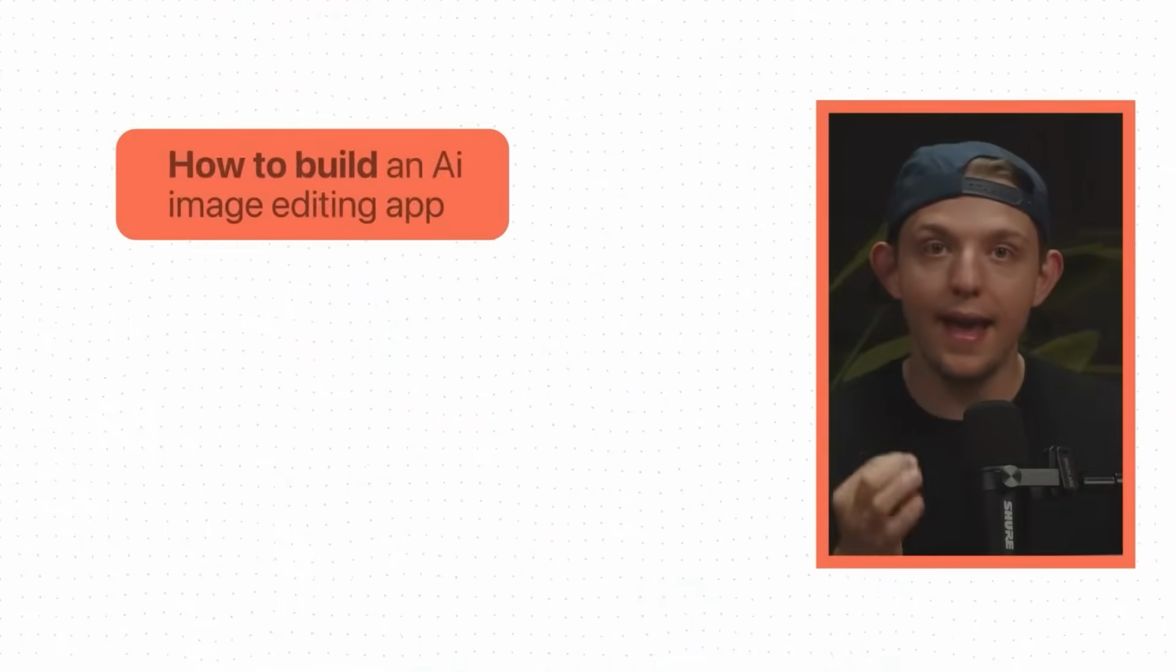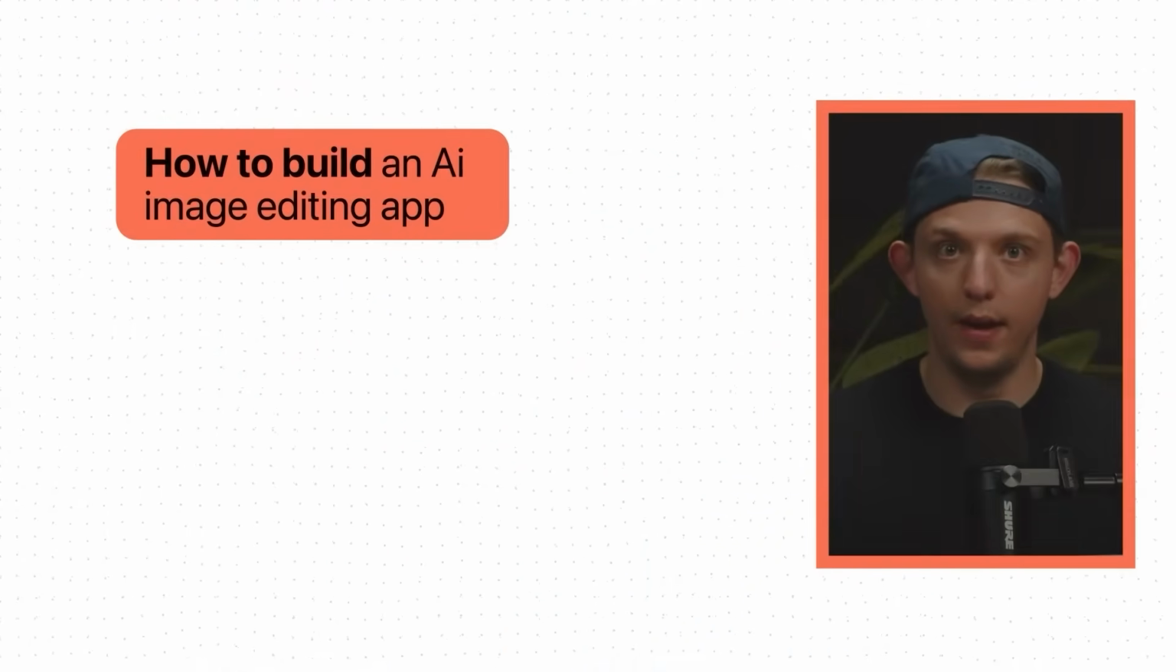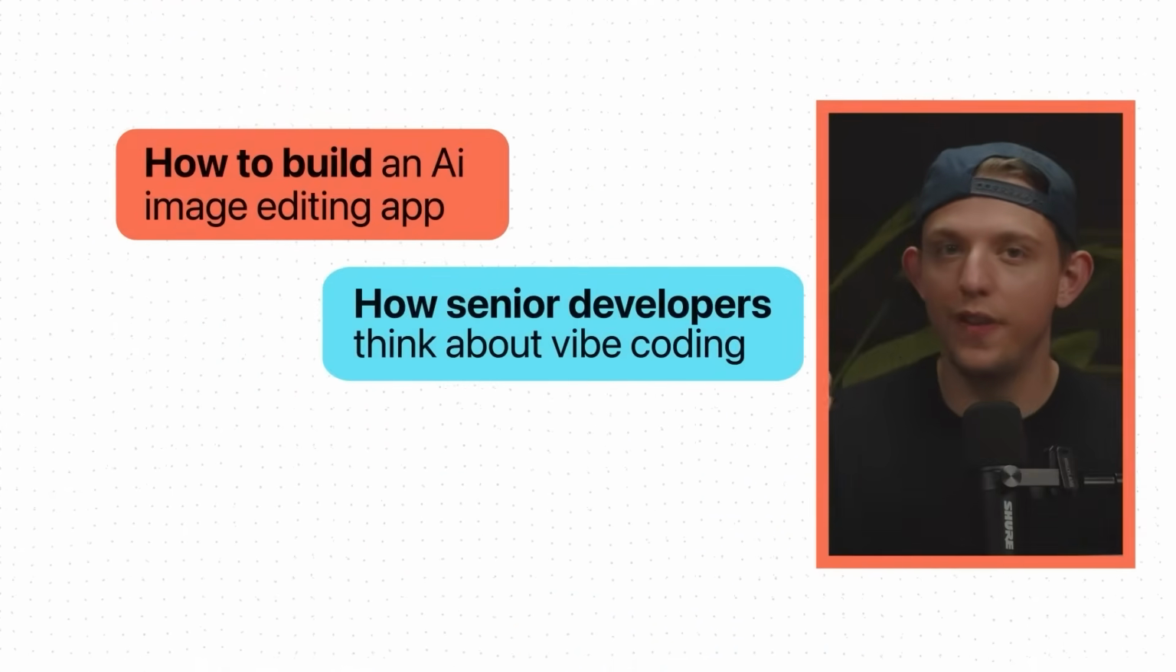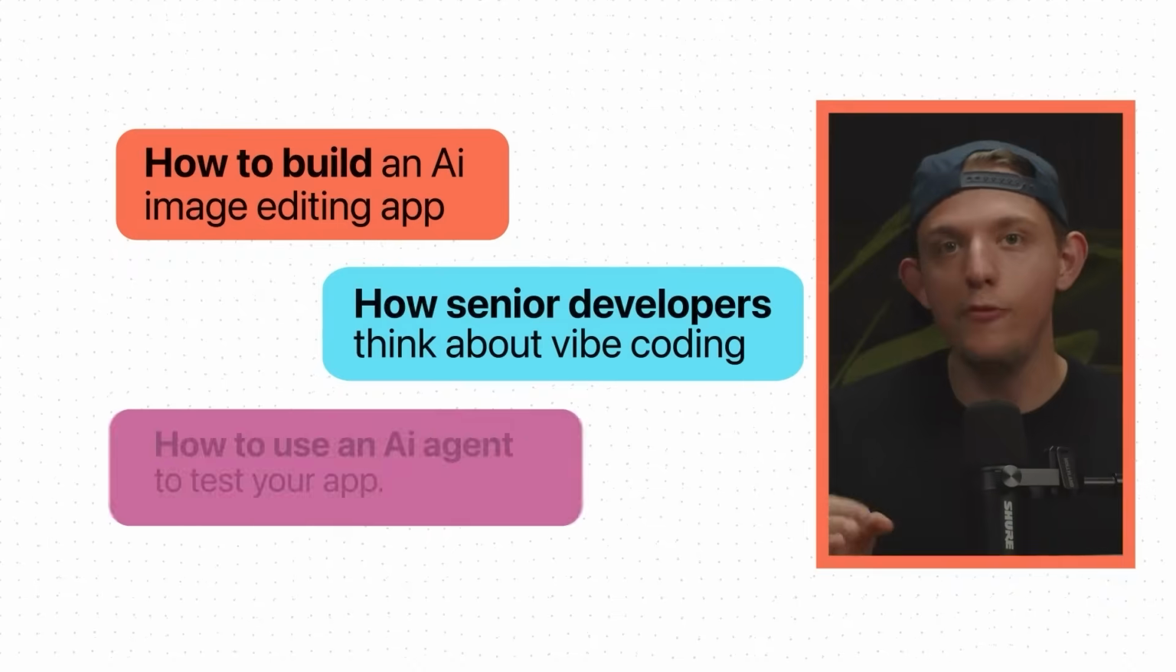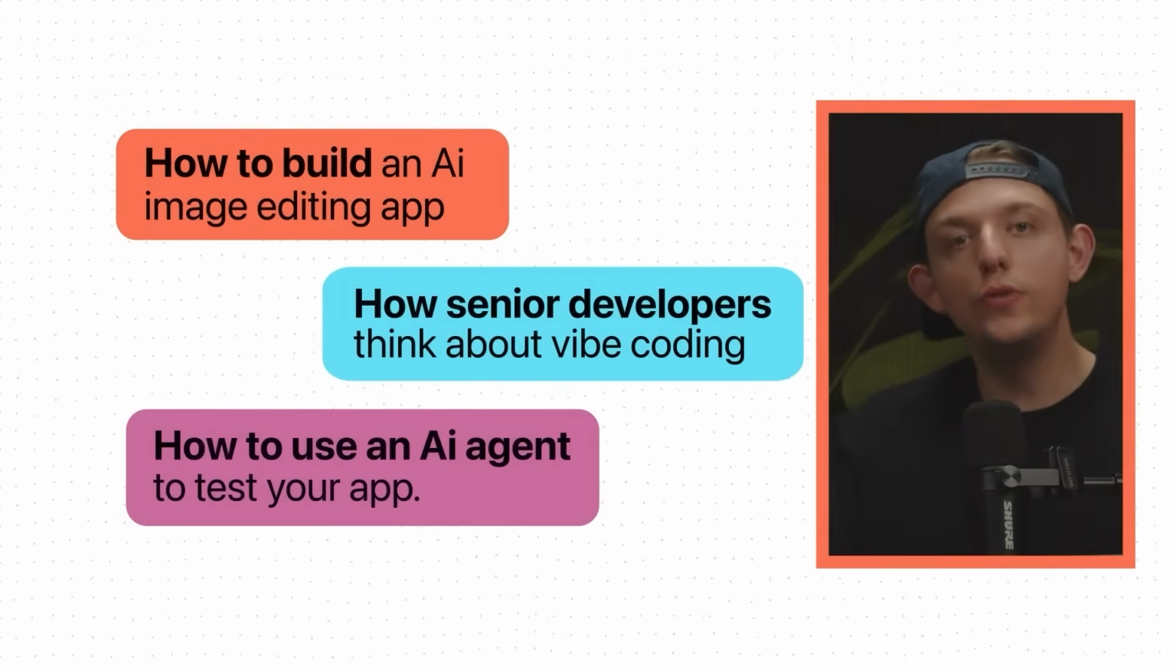By the end of this video, you are going to learn how to build an AI image editing app with Nano Banana. You'll understand how senior developers think about vibe coding, and at the end, you'll even see how to use an AI agent to test the app that you build. This is going to be a really fun episode.